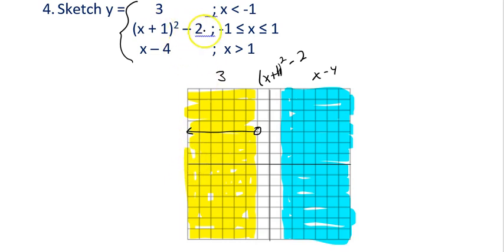I'm going to save the middle one for last because it takes a little bit more work. And then I'm going to go to the blue for right now. The x minus 4, again, is a line with a slope of 1, y-intercept of -4. So we would normally go to -4 and then go up 1 over 1, and our line would look something like this. But we are using from 1 on only, so I'm only using this part of the graph.